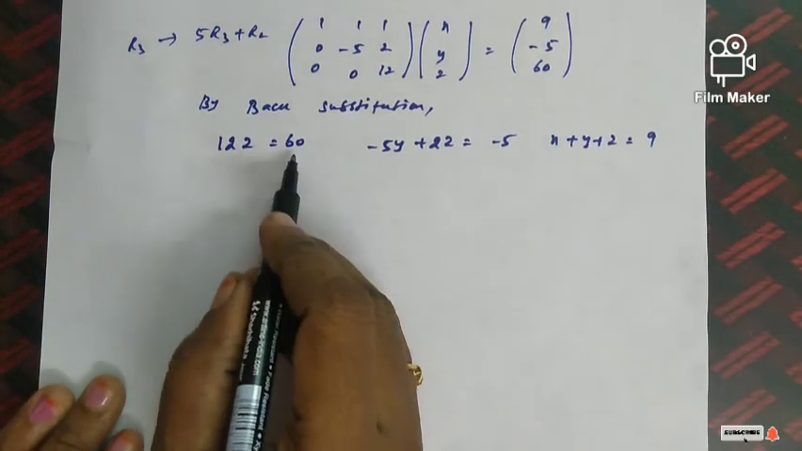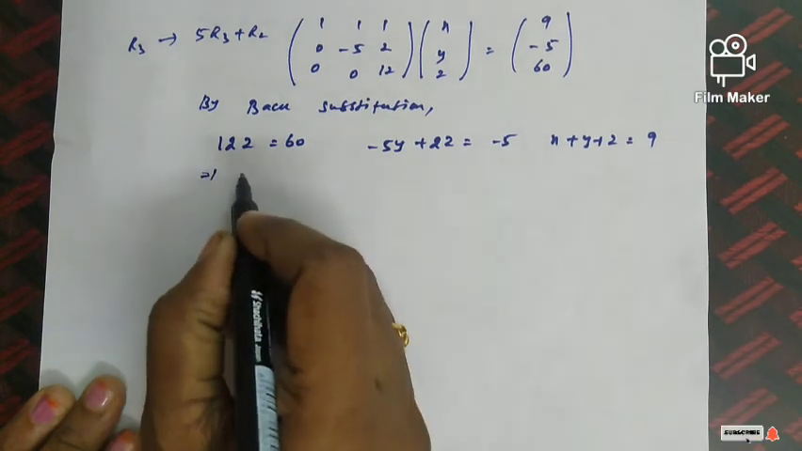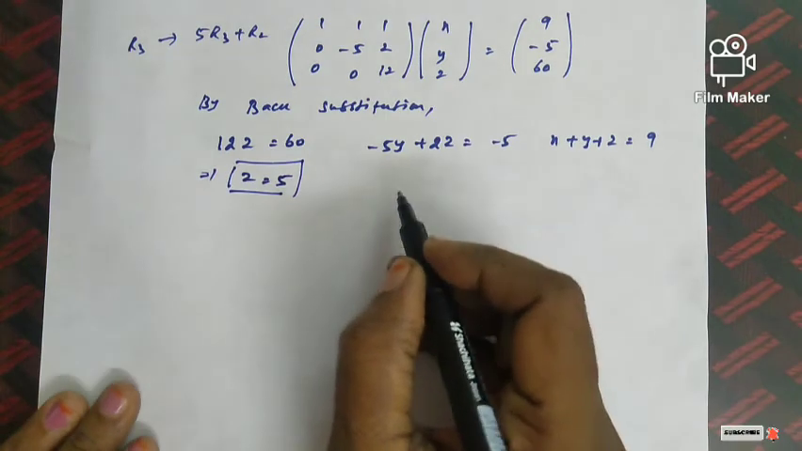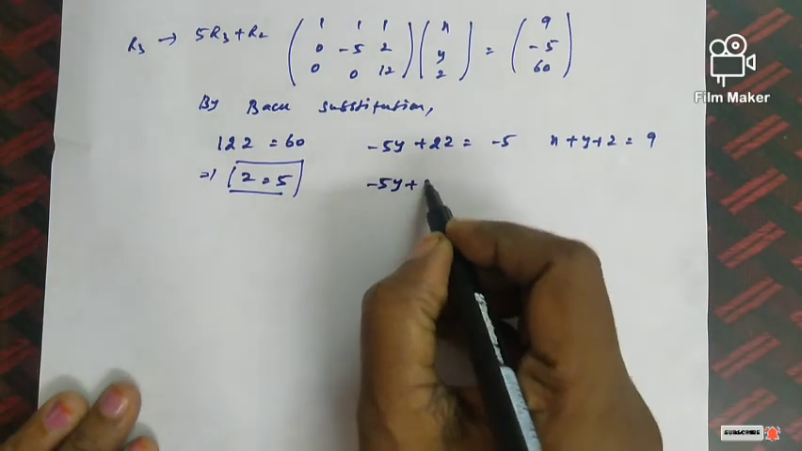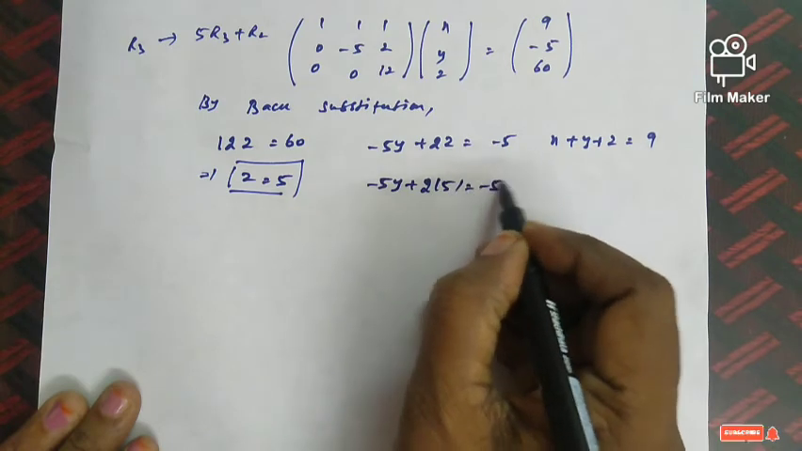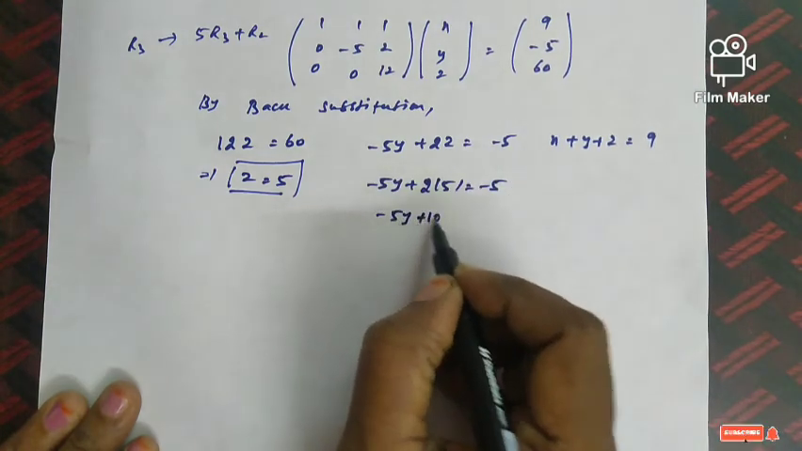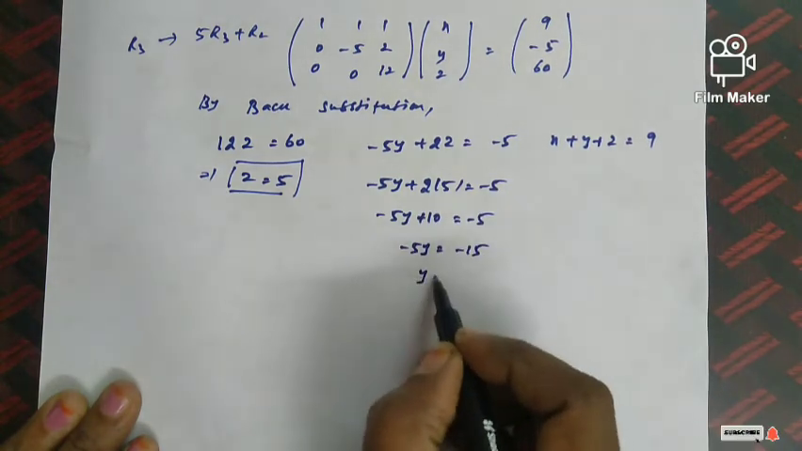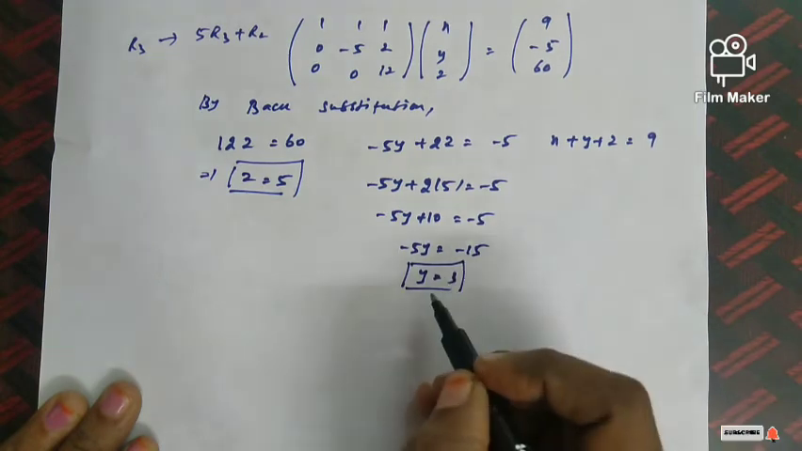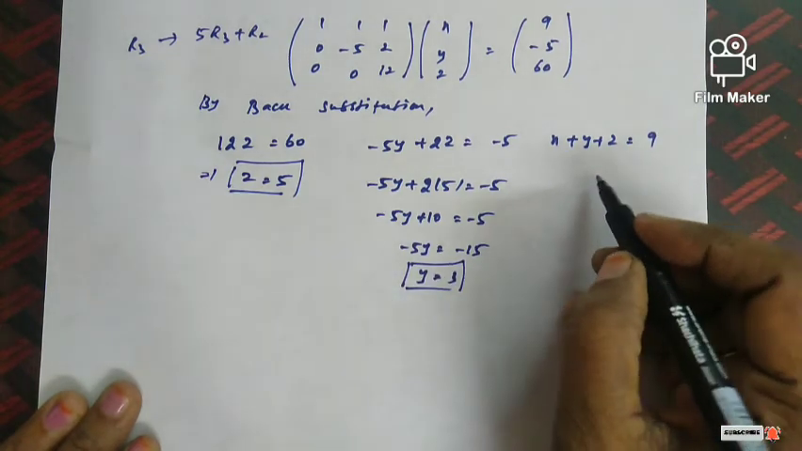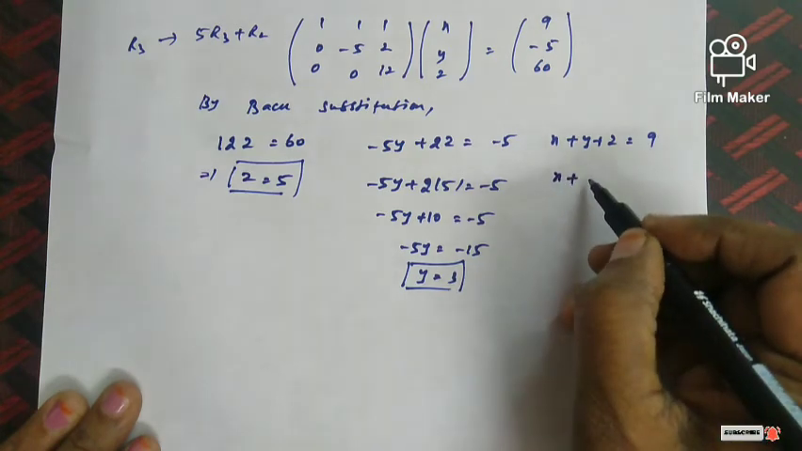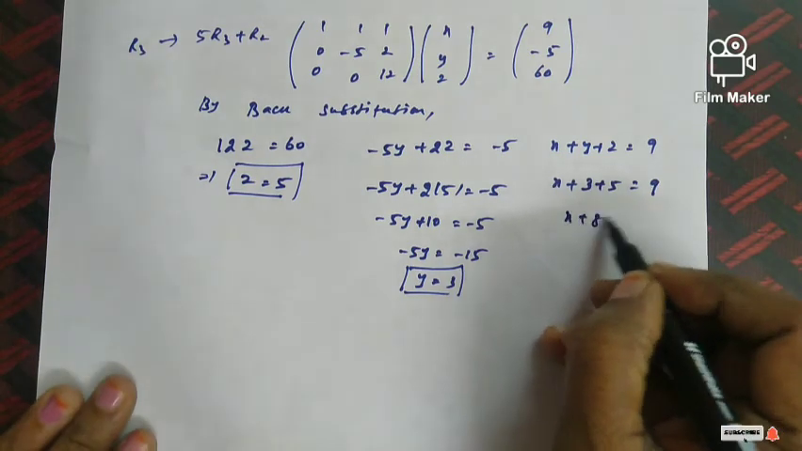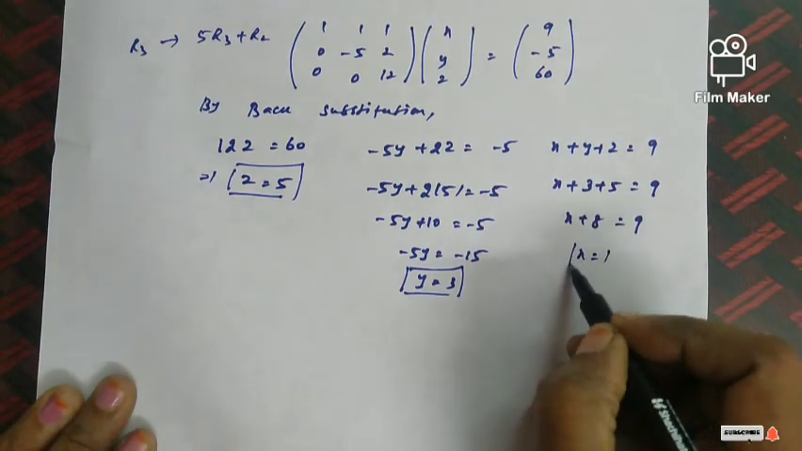So from the first one, 12z equal to 60, which implies z equal to 5. Substituting our z value in this equation, minus 5y plus 2 into 5 equal to minus 5. So minus 5y plus 10 equal to minus 5, minus 5y equal to minus 15. So y equal to 3. Substituting our z and y values in the first one, x plus 3 plus 5 equal to 9. So x plus 8 equal to 9, x is equal to 1.